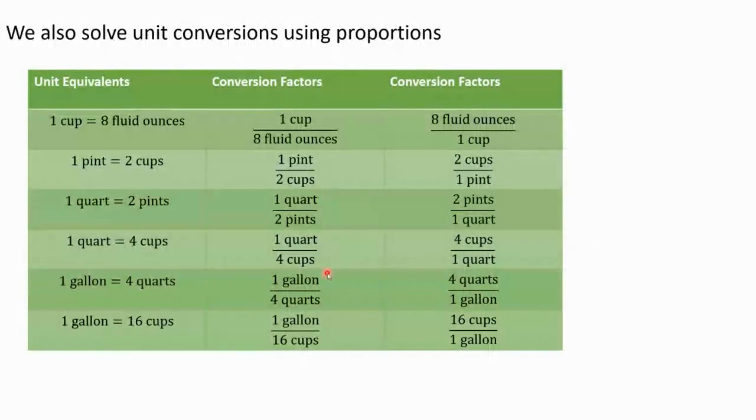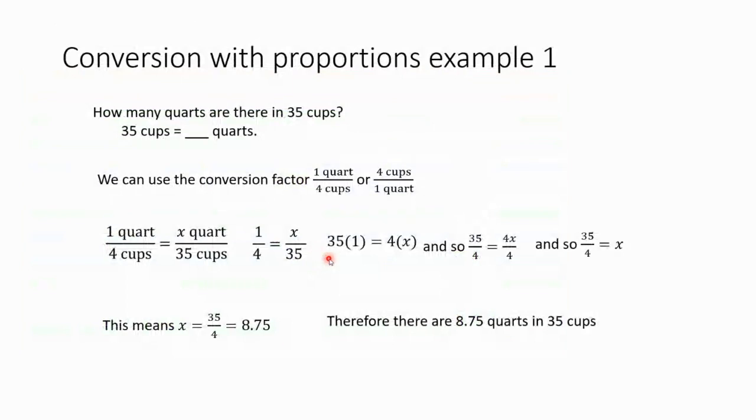From the conversion factor here, we have 1 quart over 4 cups. That's kind of like our given one. The unknown, that's our x. We have the unknown number of quarts over 35 cups, and we set them equal. So let me say that again. The conversion factor is one of our ratios. The other ratio is based on our unknown. We have 35 cups, the number of quarts is unknown, so for the unknown I'm using x. We set them equal to each other.